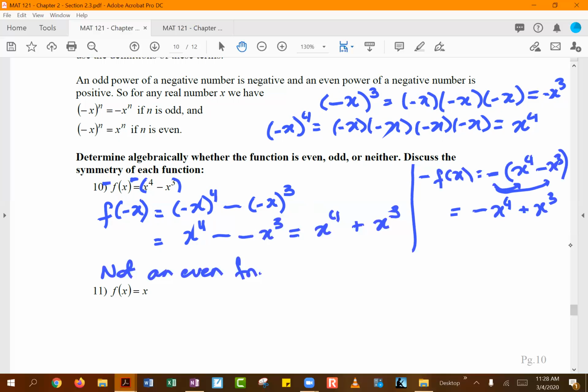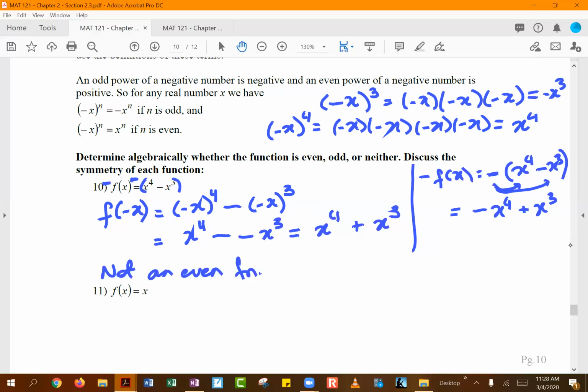Oh, no, it's not. What are we missing? Negative. Very nice. That's what I wanted you to see. Yeah, so you have positive x to the fourth, positive x to the third, but when I make my entire function negative, the first term should become negative, right? So these guys are not the same.